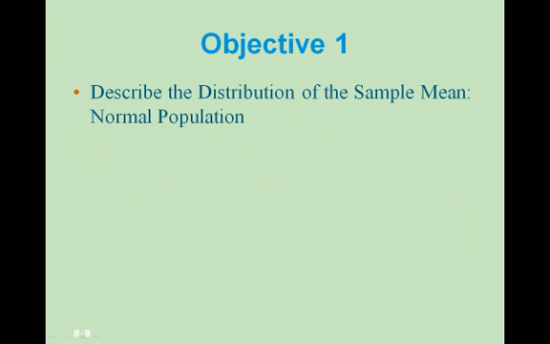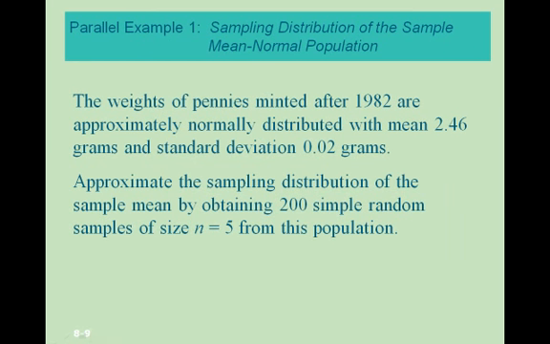So objective 1, describe the distribution of the sample mean for a normal population. Example 1, the weights of pennies minted after 1982 are approximately normally distributed with a mean of 2.46 grams and standard deviation of 0.02 grams. We want to approximate the sampling distribution of the sample mean by obtaining 200 simple random samples of size n equal 5 from this population.